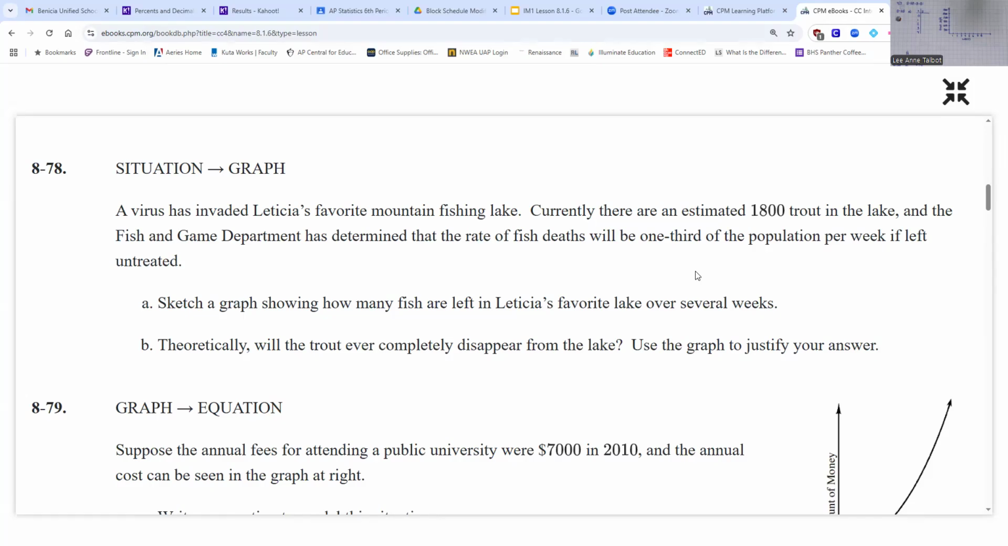A virus has invaded Letitia's favorite mountain fishing lake. No! Currently, there are an estimated 1,800 trout in the lake, and the Fish and Game Department has determined that the rate of fish deaths will be 1/3 of the population per week if left untreated. Sketch a graph showing how many fish are left in Letitia's favorite lake over several weeks. Theoretically, will the trout ever completely disappear from the lake? Use a graph to justify the answer.